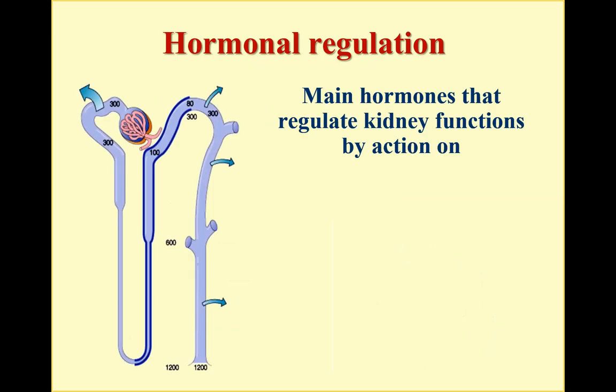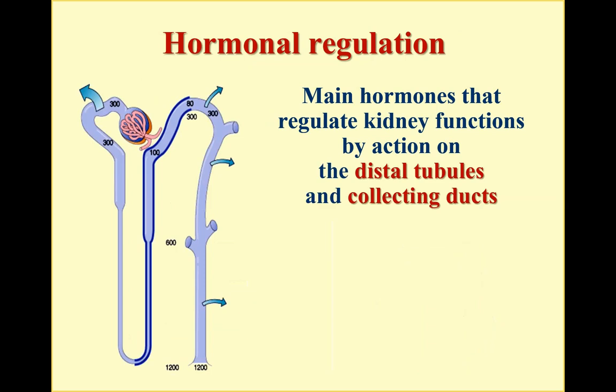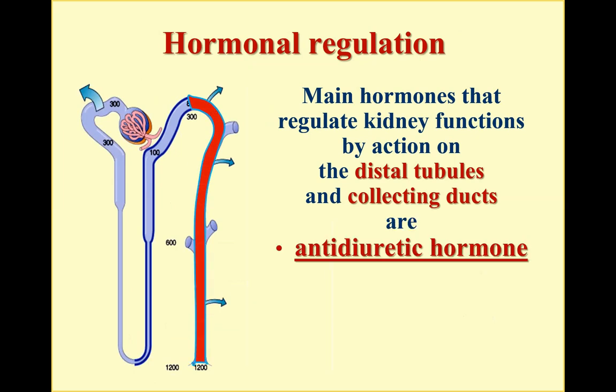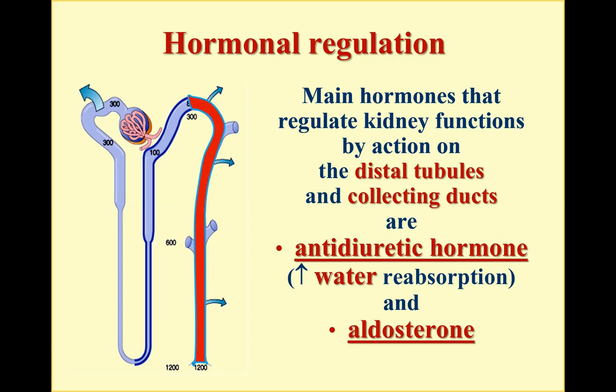Most important regulation of kidney functions is by hormones. And the main hormones that regulate kidney function operate in the distal tubules, in particular late distal tubules and collecting ducts, where they stimulate certain processes. First, the hormone is antidiuretic hormone that stimulates the water reabsorption. And another hormone is aldosterone, which stimulates sodium reabsorption.